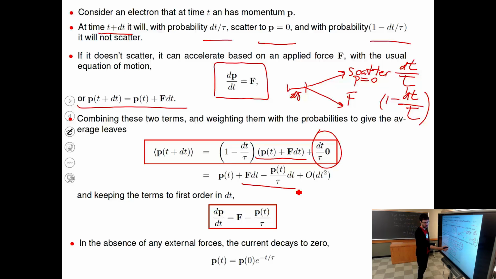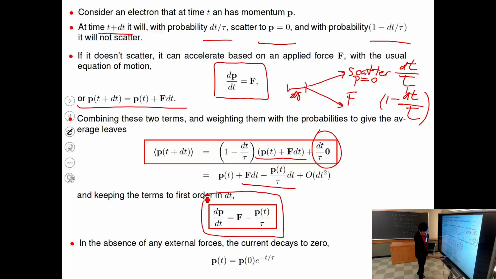And so if we just leave these terms proportional to dt, we can write down this equation at the bottom in the red frame, which is the equation that tells us how average momentum changes as a function of time. Okay? So there is a term proportional to the force, and there is also this term that basically tells you that there is a decay to some equilibrium state.